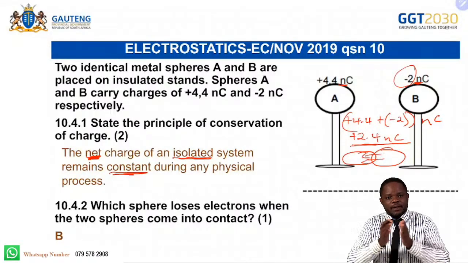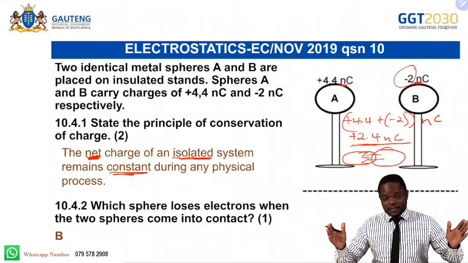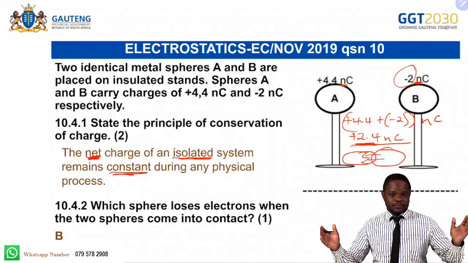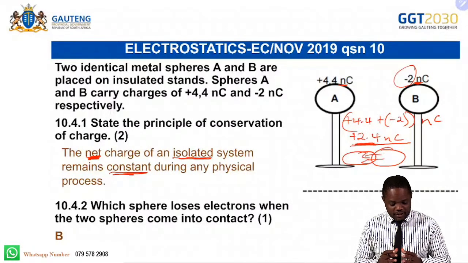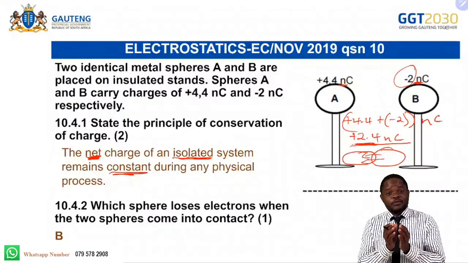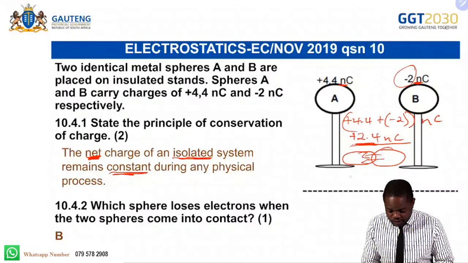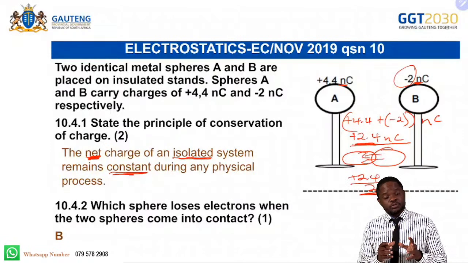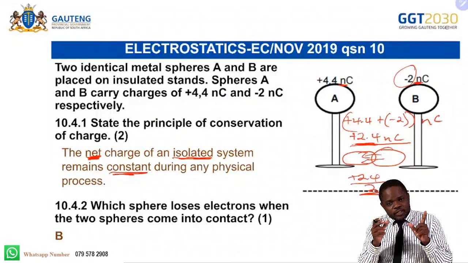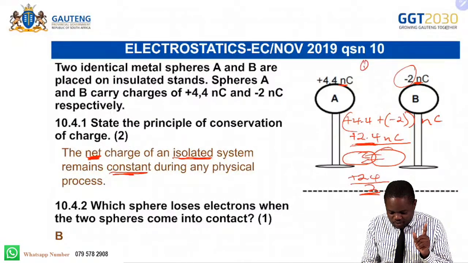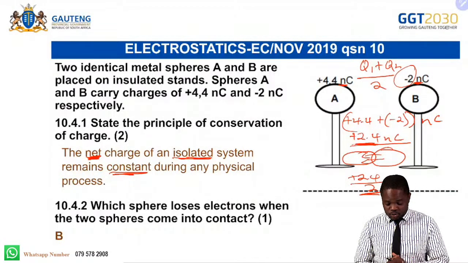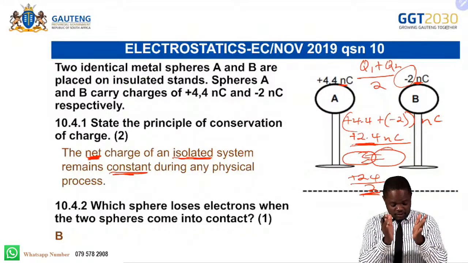Now, if you take them apart, what is going to happen? This net charge is going to be shared equally between the two, because these metal spheres are identical. So what will happen when you bring them apart? That is why we divide the plus 2,4 by 2. And remember, this leads us to that equation, Q1 plus Q2 over 2. That is where it is coming from. First, you add them together, and then you divide by 2 to get the charge after contact.